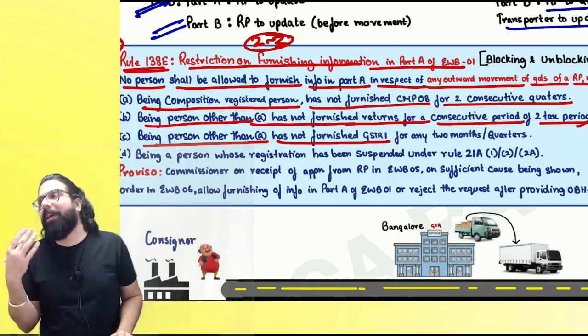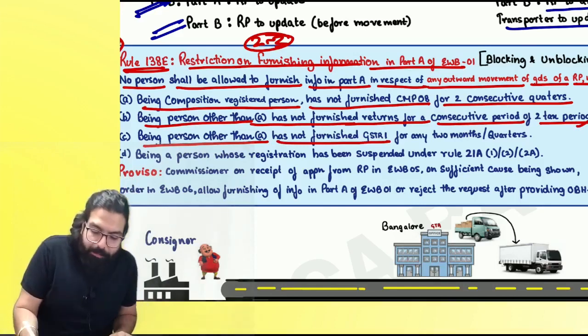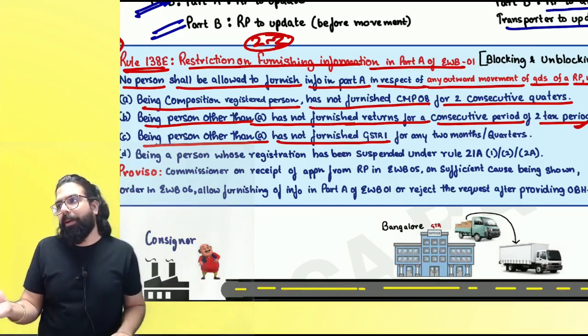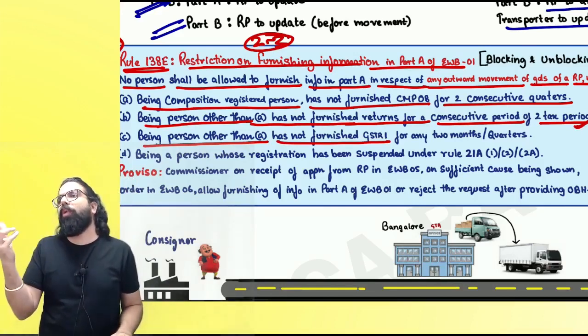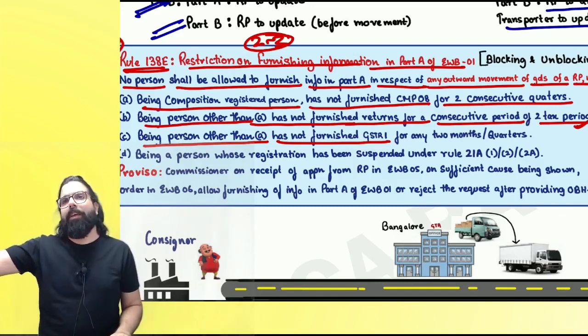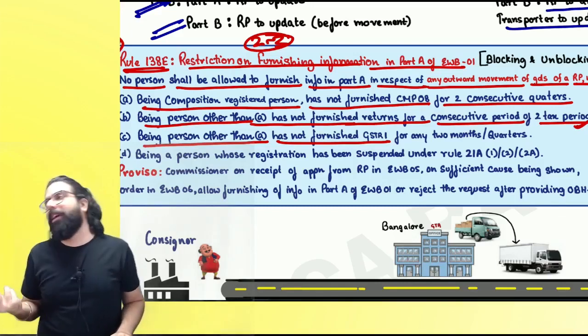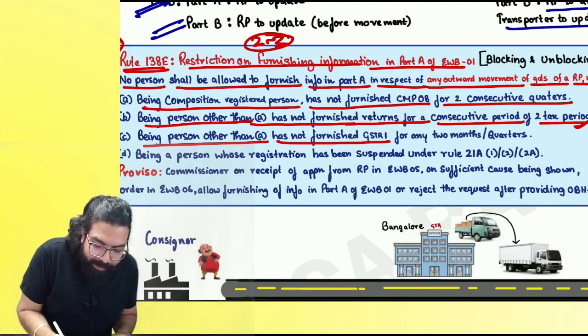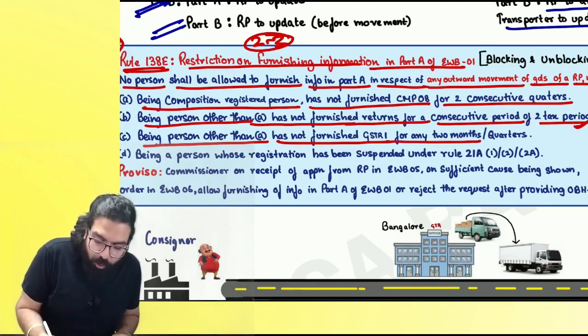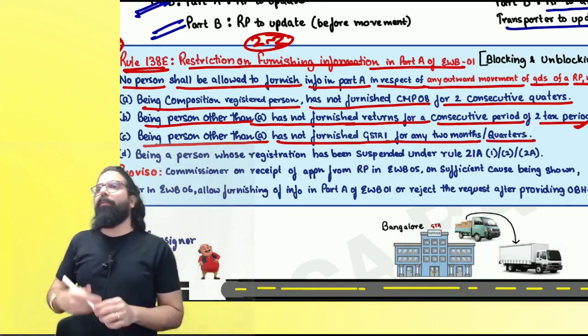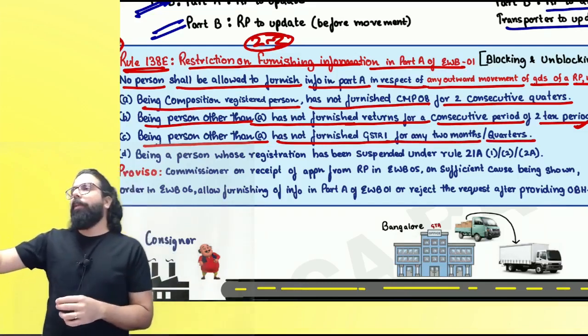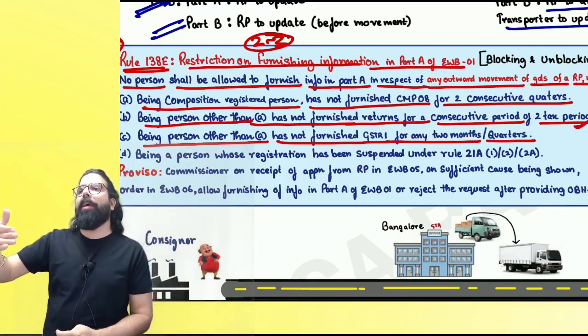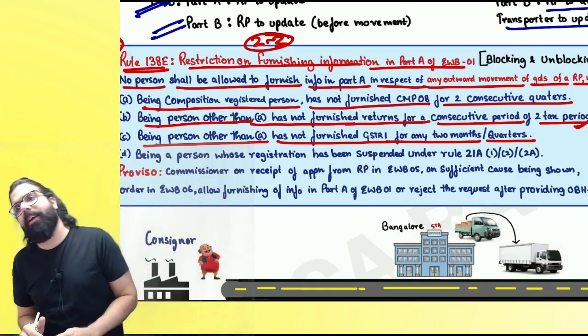If you have not furnished your monthly returns for how many months, everyone? 2 tax periods. 2 tax periods means if you are filing quarterly, then 2 GSTR 3B. If you are filing monthly, then 2 months of GSTR 3B. And then they are telling GSTR 1, if you have not filed for 2 months or 2 quarters. If you are filing quarterly return, then 2 quarters of GSTR 1. If you are filing monthly return, then 2 months of GSTR 1.